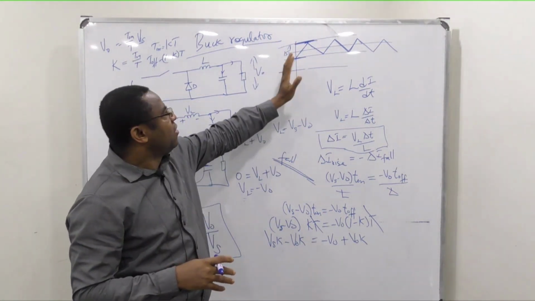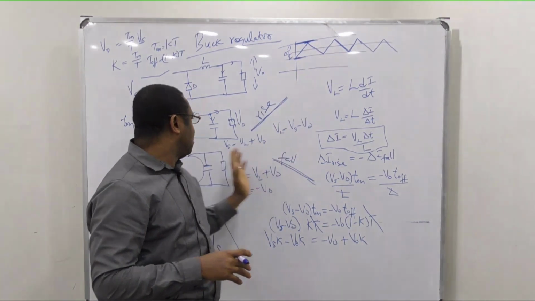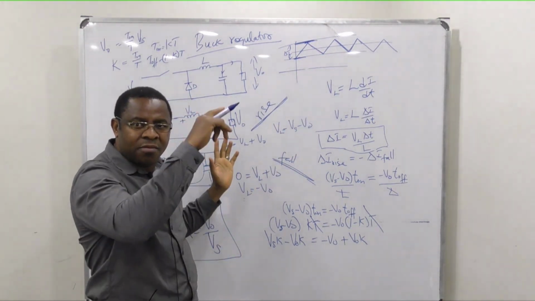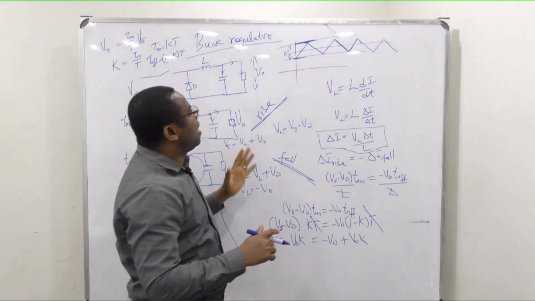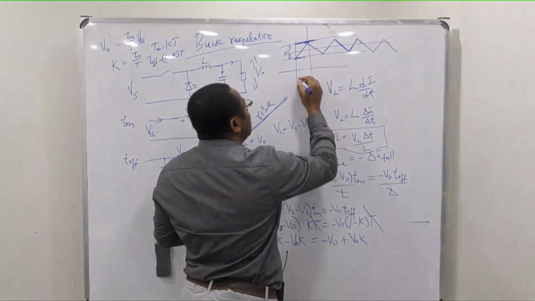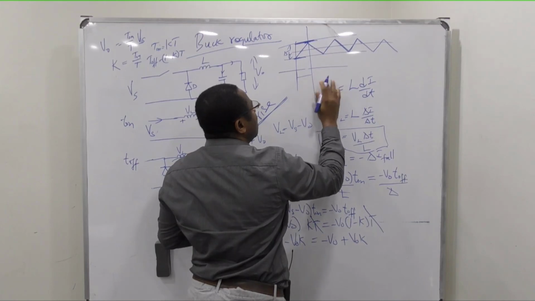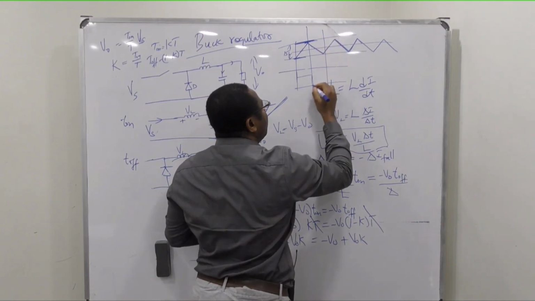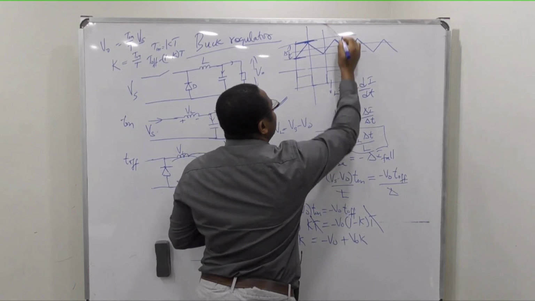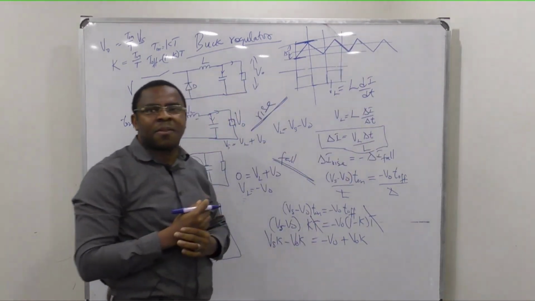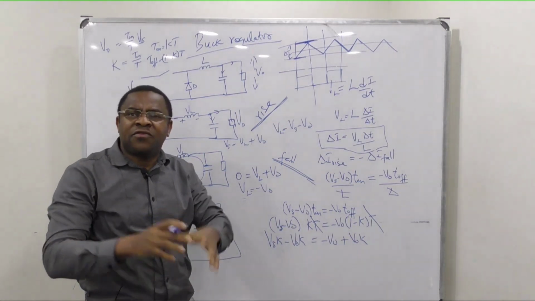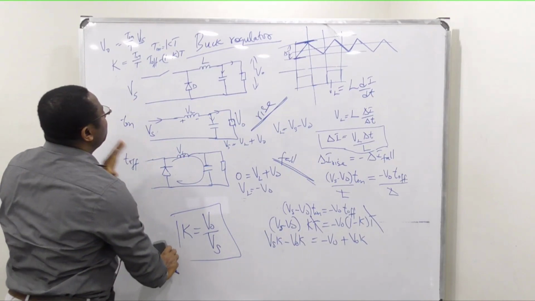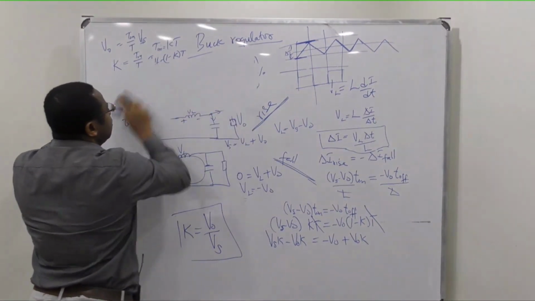Now this is how the current will look on the inductor. Current flowing through this inductor, going up, down, up, down. This is at the time of on, and this one is at the time of off, on, off, just like that. But what if you are asked to sketch the voltage? How would the voltage look? Let's finish up that so that we see how the voltage looks.